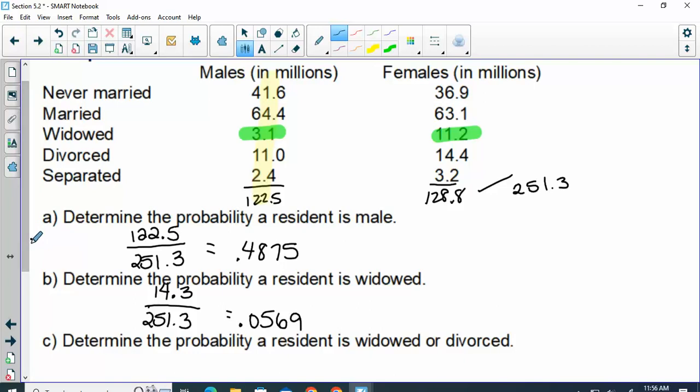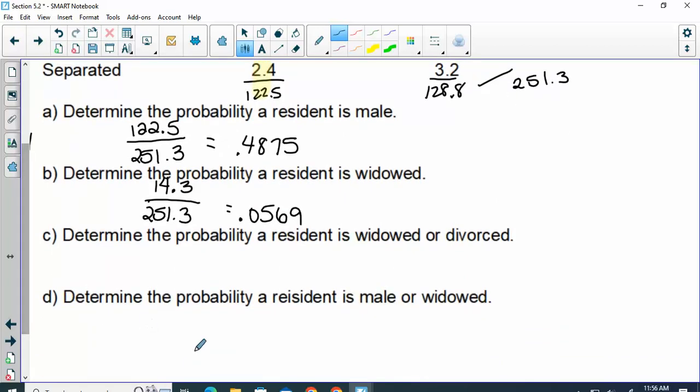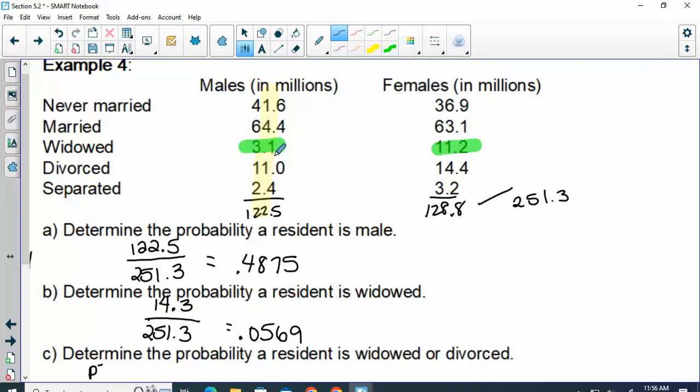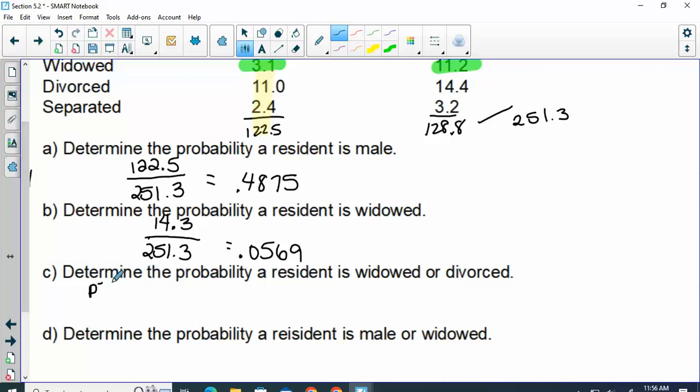All right. Last one I'm going to do with you, then I'm going to make you try the next one on your own. The probability a resident is widowed or divorced. Okay, can we have overlap in this one? In this particular table, can they fit in both categories, or did I separate those two? They're separated. So how would I find the probability of widowed or divorced? Yep, we just have to add the two together. There's no overlap, so we don't have to subtract anything.